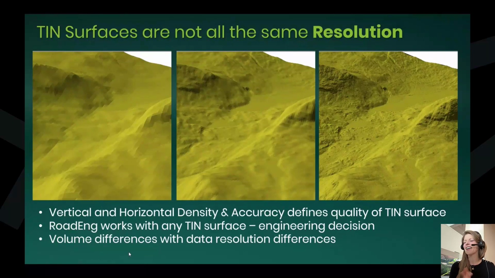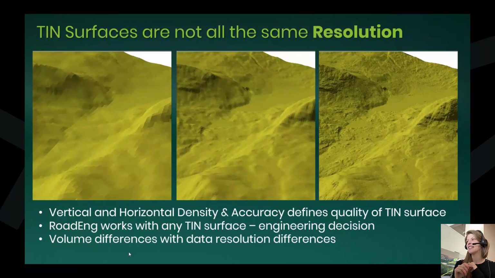So a couple caveats, or I should say notes. RoadEng does not discriminate against any TIN surface. You can literally put in SRTM data and it's going to be happy to work with it. It's an engineering decision. If you are okay with the quality of surface you brought in, if it's prelim design, maybe you can get away with that.